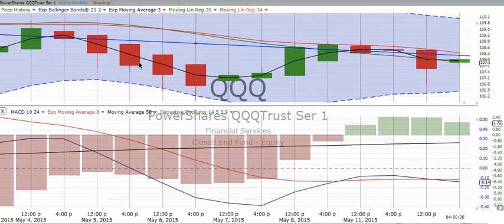Let's back up and look at the 4-hour chart. A lot of movement down in the morning, a little bit of recovery in the afternoon.